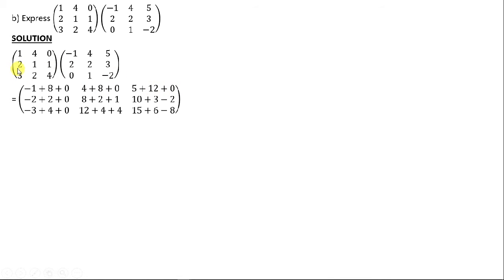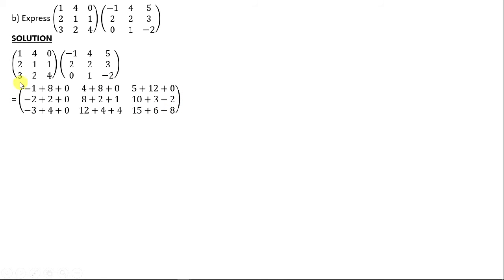Then we go to the second row. 2 times -1 is giving us a -2. 1 times 2 is giving us a 2. 1 times 0 is giving us a 0. Now we go to the second row, second column. So we are saying 2 times 4 is giving us 8. 1 times 2 is giving us 2 plus 1 times 1 is giving us 1. We go to the second row, third column. So we are saying 2 times 5 is giving us 10. 1 times 3 is giving us a 3 plus 1 times -2 is giving us a -2.